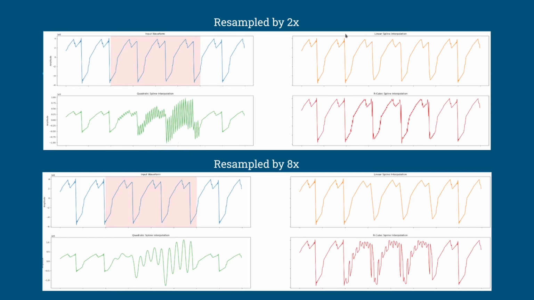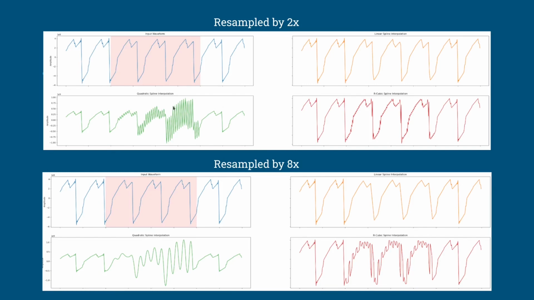And then in the yellow, we have the linear spline. In the green, we have the quadratic. And in the red, we have the R-cubic. As we can tell, and as we've talked about already, the quadratic did really, really poorly at what it was attempting to do.